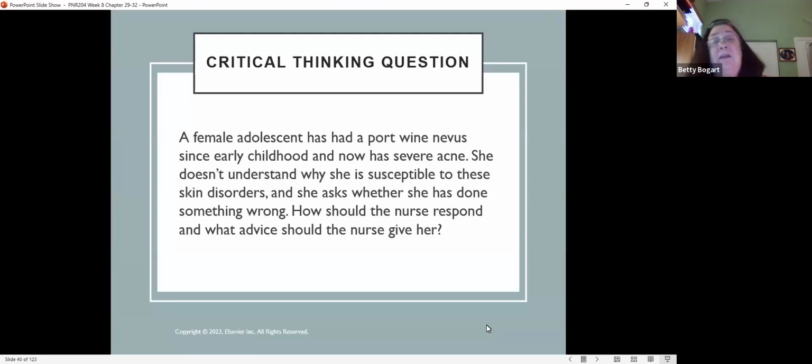So, a female adolescent has a port wine nevus since early childhood and now has severe acne. She doesn't understand why she's susceptible to these skin disorders and asks whether she's done something wrong. This is not an uncommon thing for a child of any age to ask. So, how would you respond? Like I always say, it's not your fault. Sometimes you have your special mark, it's your special thing.